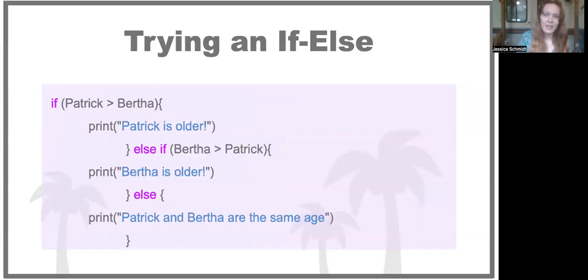Here we go. This statement actually covers all the possibilities. If, oh, and you know what? I'm going to pull out my laser pointer for this. If Patrick is older than Bertha, in our code block here, we want R to print Patrick is older. Else if Bertha is bigger than Patrick, we want to print Bertha's older. Else, so if none of those are met, we want it to say Patrick and Bertha are the same age. So this will cover all three of those possibilities in our if-else statement. So please run this and see what you get.